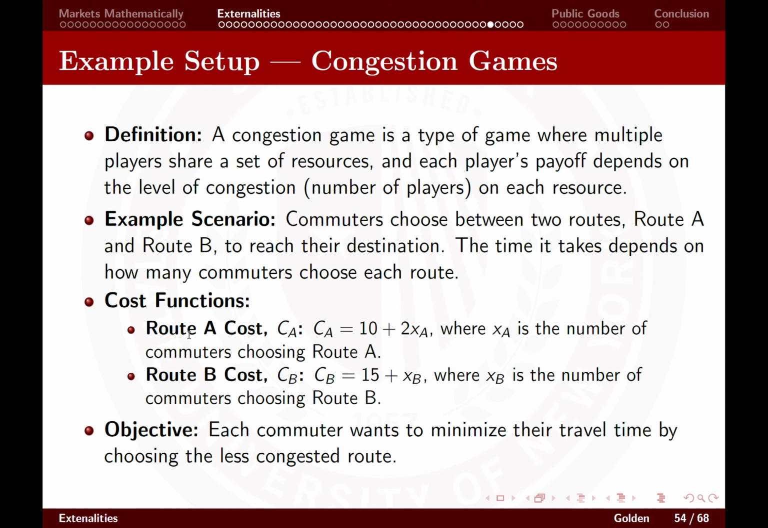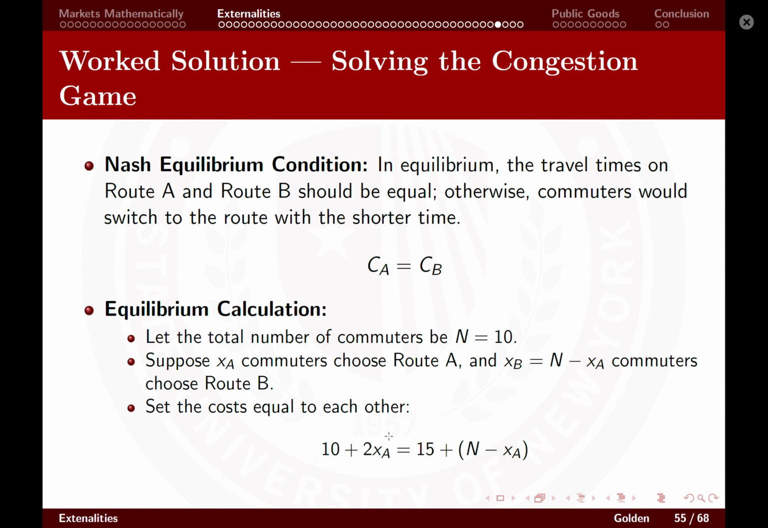So in terms of the cost functions, you have a cost for one route. Here you have CA equals 10 plus 2XA, where XA is the number of commuters choosing route A, and you have CB, the cost of route B, equals 15 plus XB, where XB is the number of commuters choosing route B. In our class, we're always going to assume that XA and XB are fractions. Always assume that this is the proportion out of 1. So each commuter wants to minimize their travel time by choosing the less congested route.